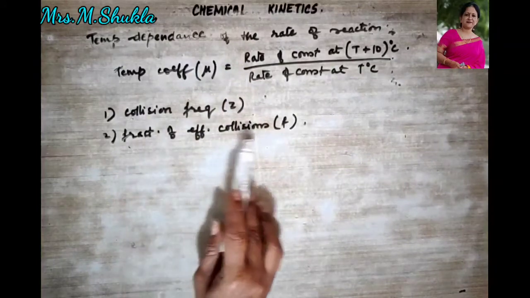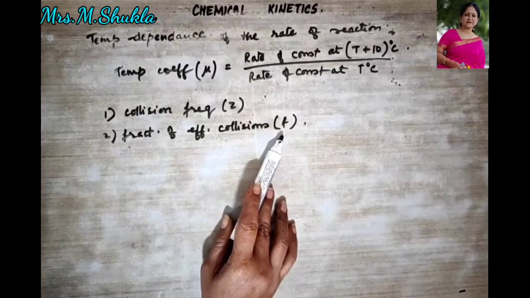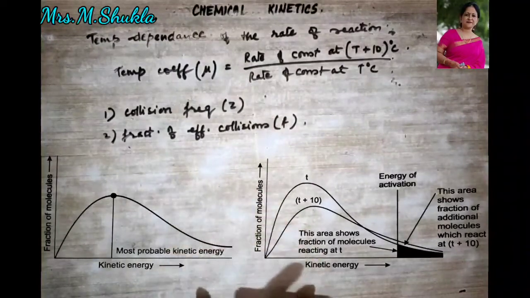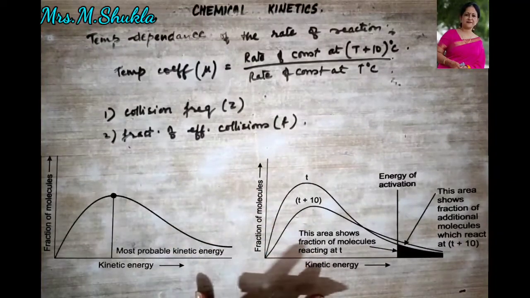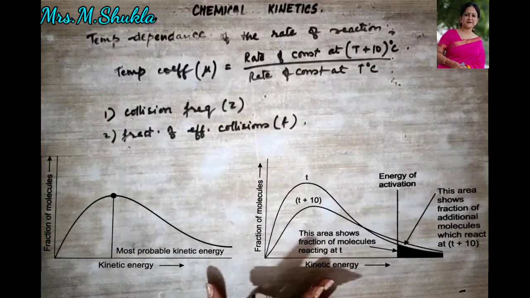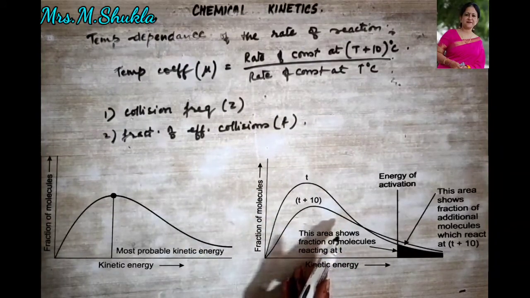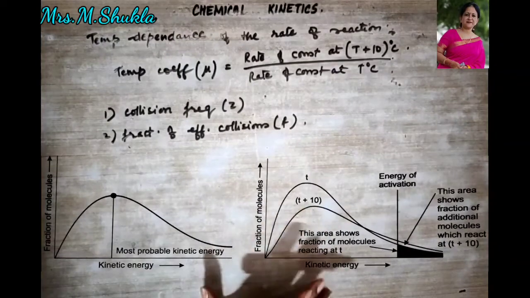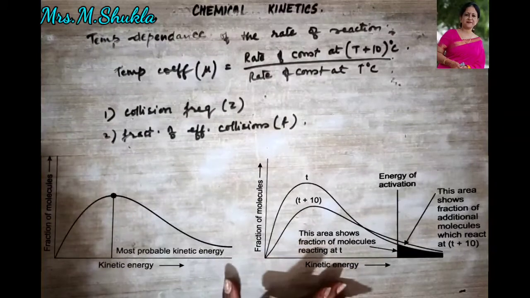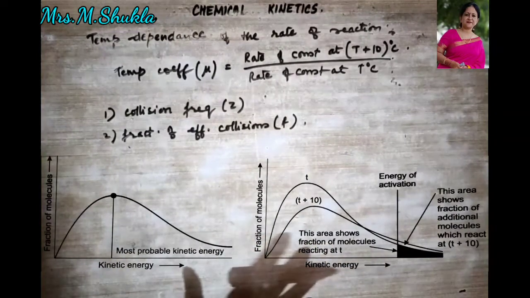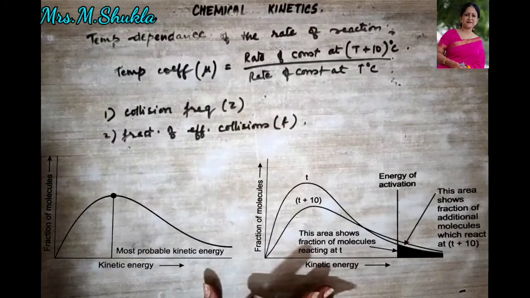And then effective collision. If you look at the graph over here, it will be clear that the fraction of the molecules that are capable of effective collision gets doubled on a 10-degree rise in temperature, so that the rate of reaction also gets doubled. Clear? I hope you have understood the temperature dependence of the rate of reaction.